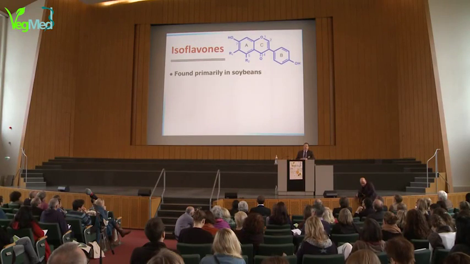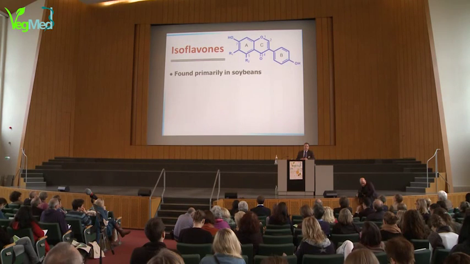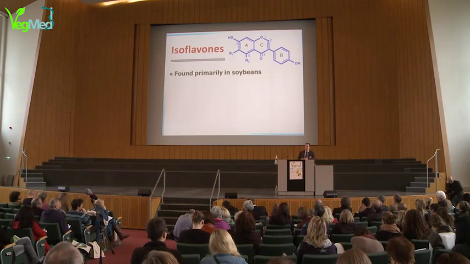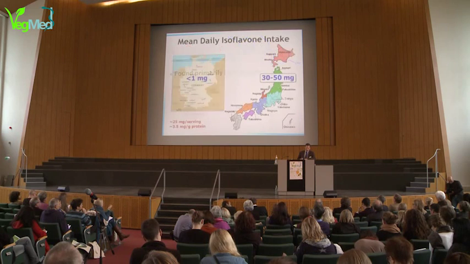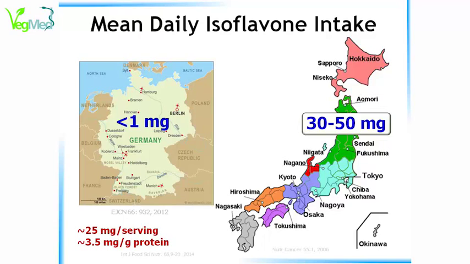I want to begin by talking about isoflavones, because isoflavones are found primarily only in soybeans. So if you consume a diet that contains soy foods, it is high in isoflavones. If you don't eat soy foods, it is almost completely lacking in isoflavones. And the isoflavones are the reason that soy foods have been the subject of so much research over the past 25 years. And you can see that in Japan, isoflavone intake averages about 30 to 50 milligrams per day, whereas in Germany, it is less than 1 milligram per day.